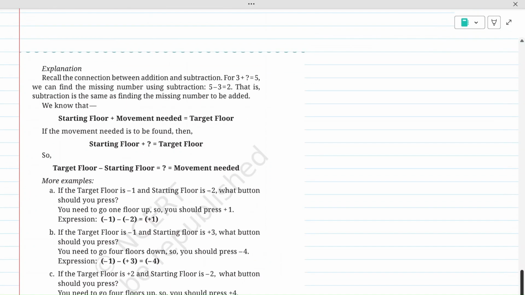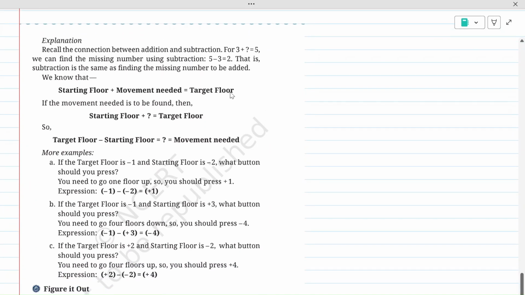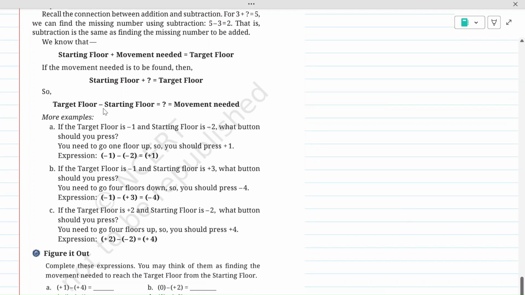So this is the expression given to us. This is what we have done earlier, and now this is what we have to do. We know the target floor, we know the starting floor, and we have to find out the movement needed. So kids, if you know this expression and you know the values of two, you can always find the value of the third. If you know the starting floor and the movement needed, you can find the target floor. Similarly, if you know the starting floor and the target floor, you can find the movement needed. And if you know the target floor and the movement needed, you can subtract them to find the starting floor. This is a simple mathematical expression.